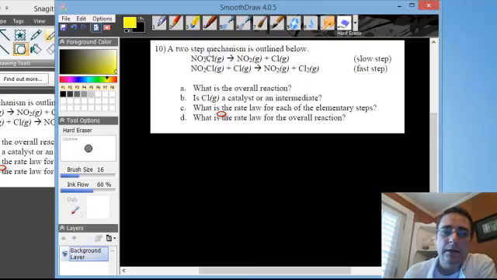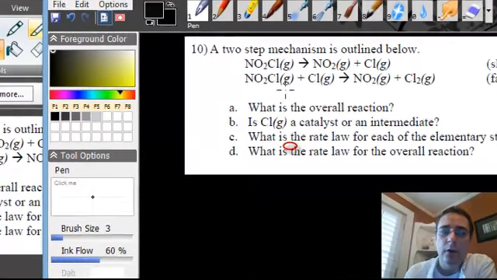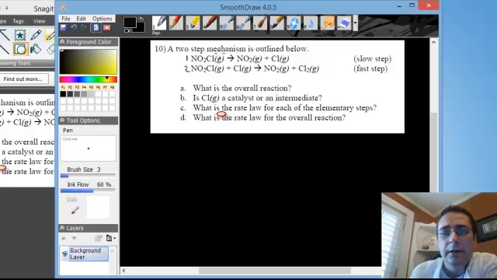Here's our problem, and it says, what is the overall reaction? So I want you to look at this problem. There's two steps. We're proposing two elementary steps. And I want you to notice that what we have here is a situation where chlorine is being created in the first step and used in the second step, right? So that is an intermediate. Chlorine is an intermediate.